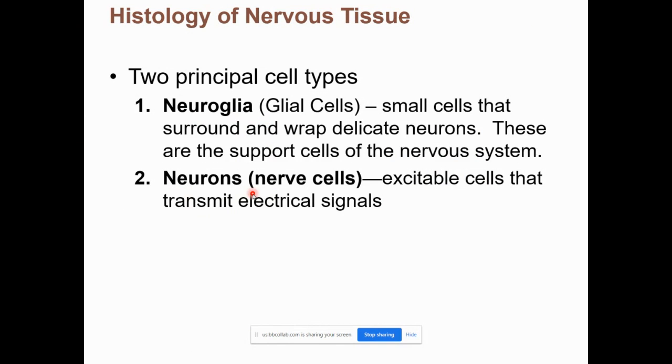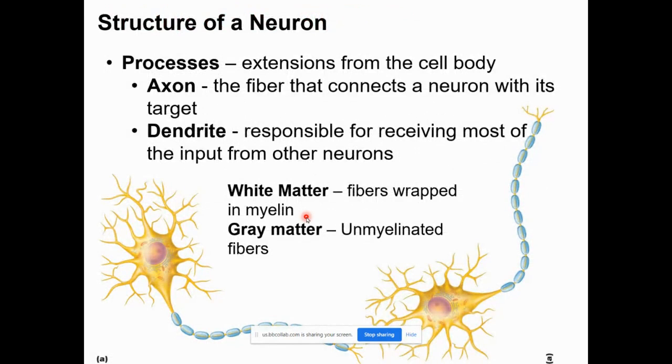But the neurons are the excitable cells. I mean, they can send electrical signals. Sometimes we call them nerve impulses. Sometimes we call them action potentials. But either way, those are the neurons. And that's what we're going to start with, the neurons.